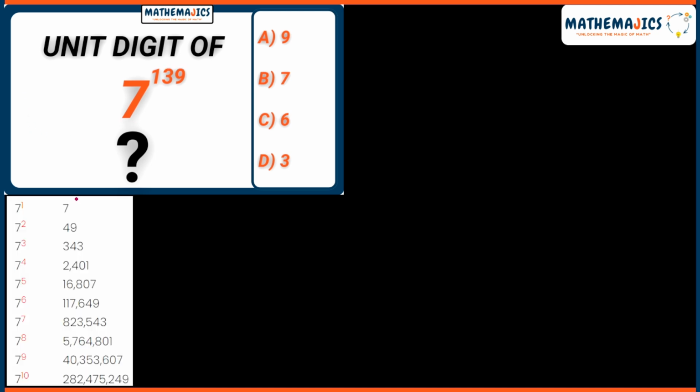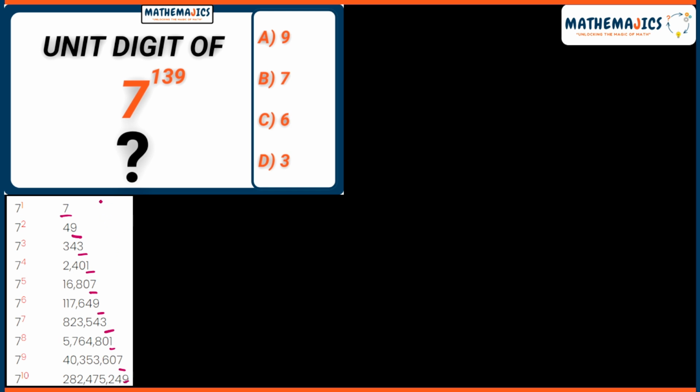To understand the concept, I have written down the first 10 powers of 7. What is the unit digit of 7 raised to power 1? 7. 7 raised to power 2, unit digit is 9. 7 raised to power 3, unit digit is 3. 7 raised to power 4, unit digit is 1. Then again we have 7, 9, 3, 1, 7, 9.